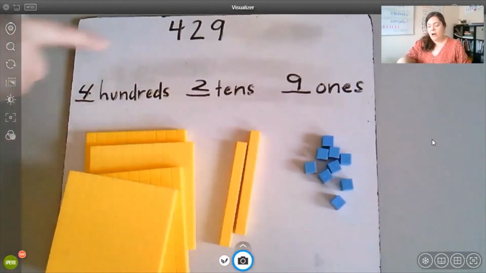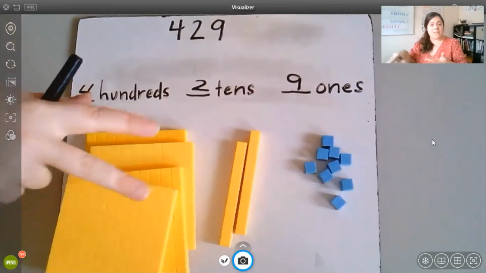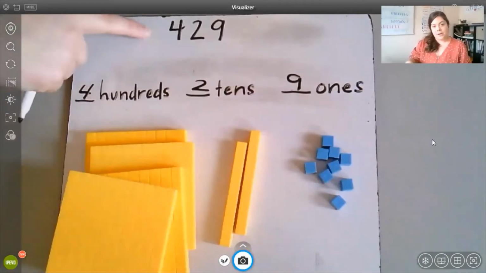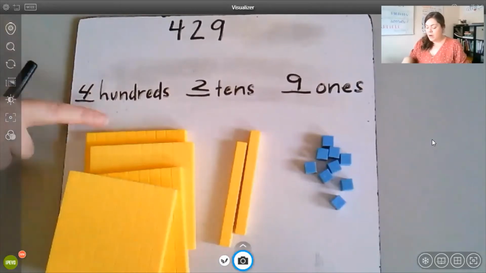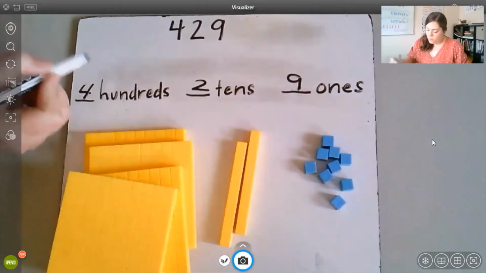All right, so now I can think about my expanded form to make sure that what I have on my board does truly represent the number here at the top. So I see 4 hundreds, so that's going to equal 100, 200, 300, 400.